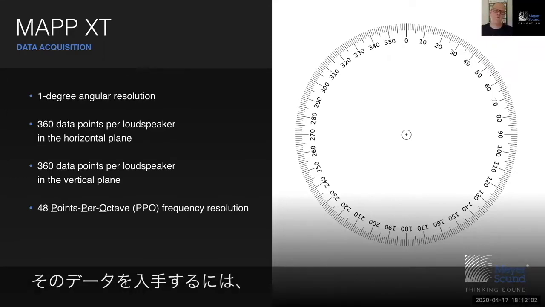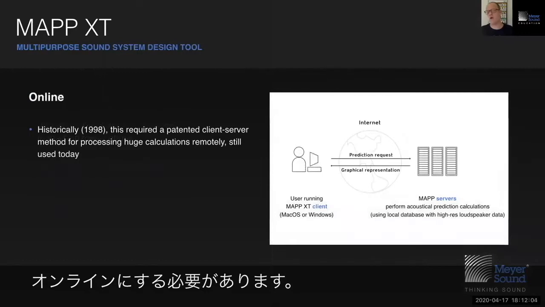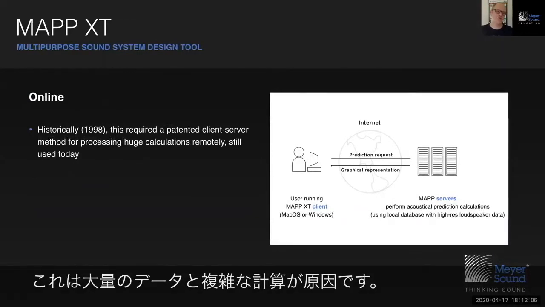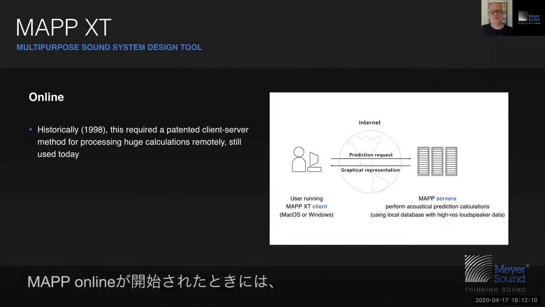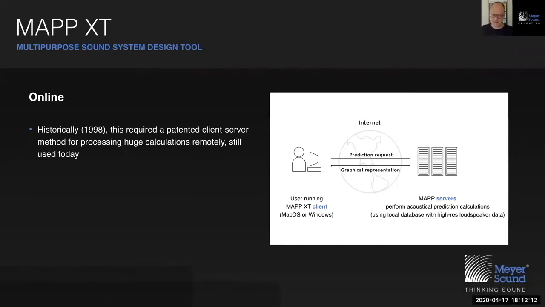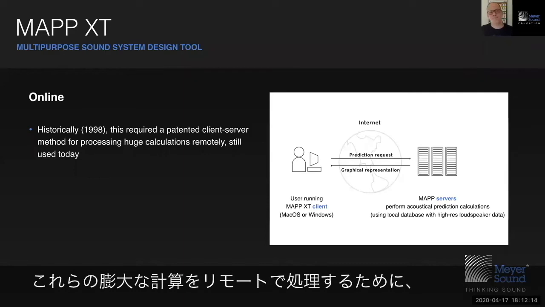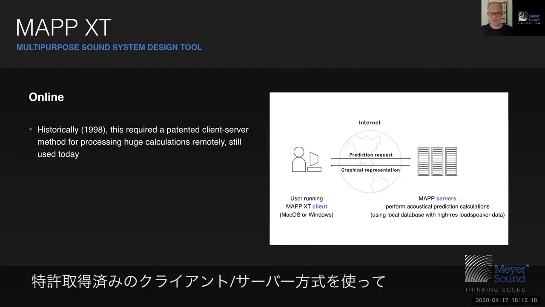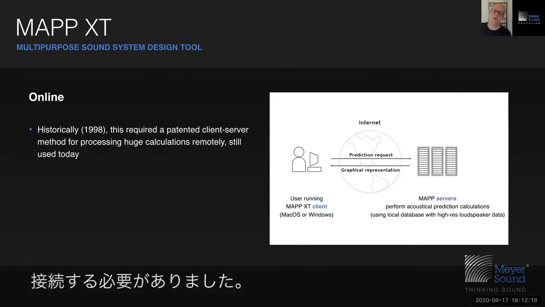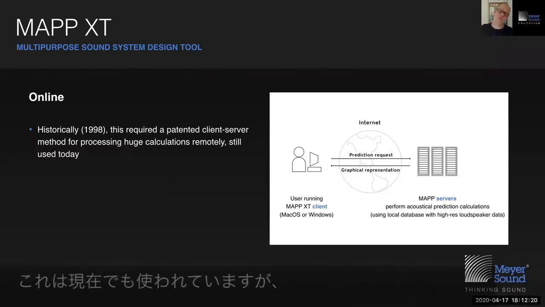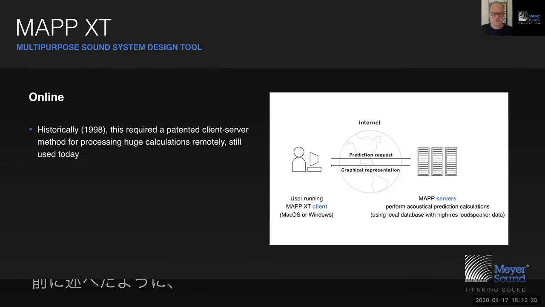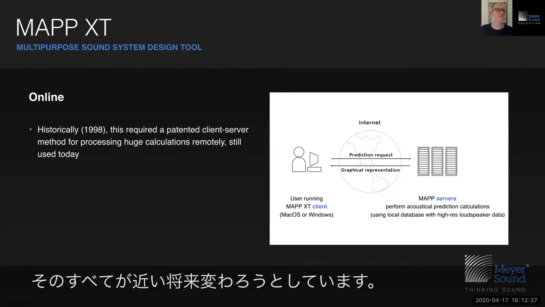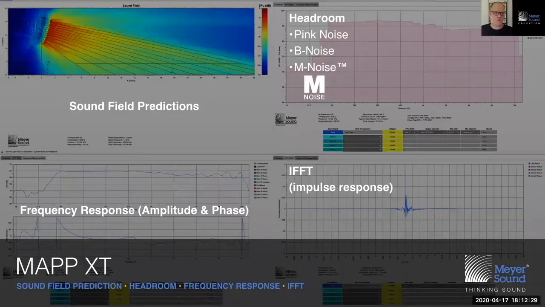The trade-off for that data is that you have to go online. This is historically due to the vast amount of data and the number crunching involved. And that meant that in 1998, when Mapp Online was launched, it was required to make a connection using a patented client-server method for processing those huge calculations remotely. And that is still used today. But as I said before, all of that is about to change in the foreseeable future.